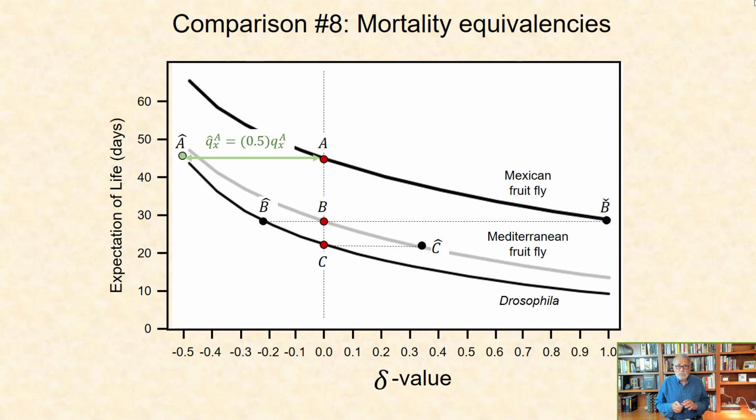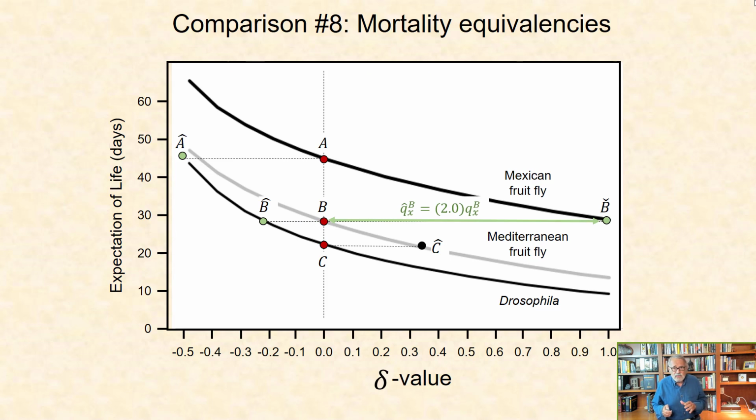Comparison number 1 shows that Drosophila mortality must be reduced by 1/2 for expectation of life in this species to equal the expectation of life in the Mexican fruit fly. This scale can be contrasted with the 0.8 reduction in Drosophila mortality for this species' expectation of life to equal that of the Mediterranean fruit fly.